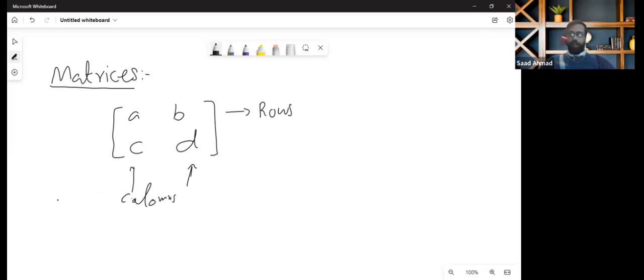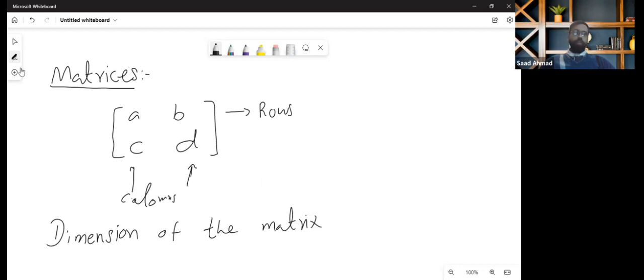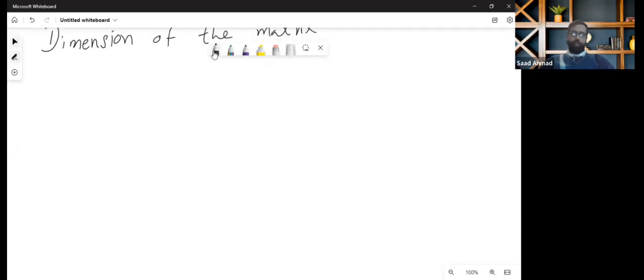The next thing that we need to know is the dimension of the matrix. To measure the dimension of a matrix, we need to know its number of rows and its number of columns.